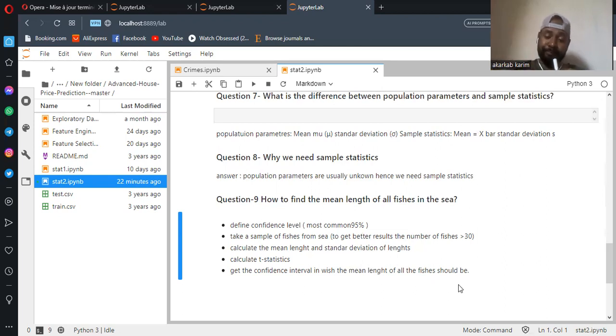So we get the confidence interval in which the mean length of all fishes should be. I mean, after we calculate the t statistic with this hypothesis, we need to specify or calculate our interval. To find the confidence interval, what is the interval in which the mean length of all the fishes will be, based on the random samples we took from the sea? Okay, that is inferential statistics. After calculating all these things, we try to draw conclusions based on samples.